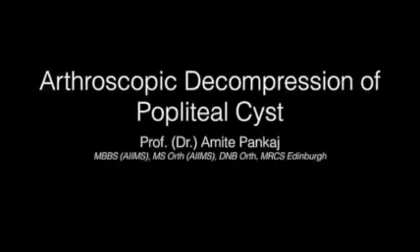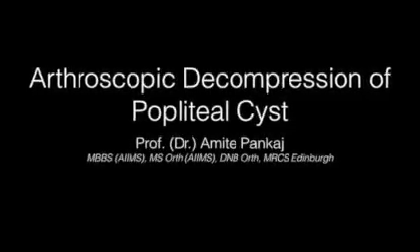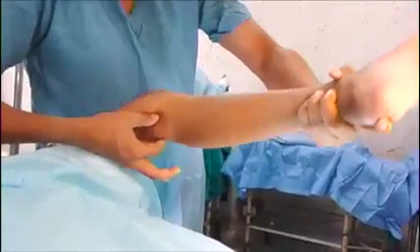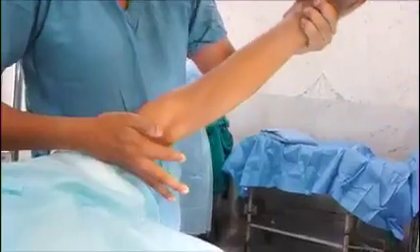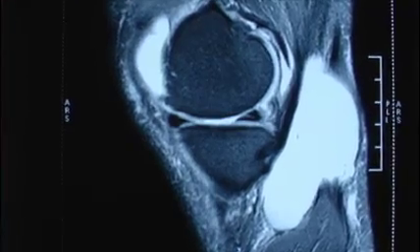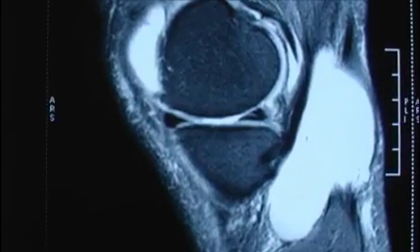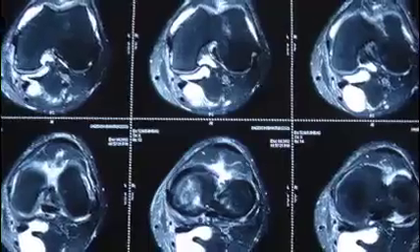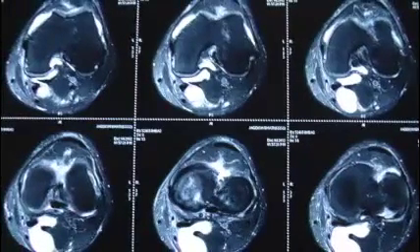In this video, we are going to demonstrate the arthroscopic decompression of popliteal cyst. Here is a 50-year-old lady with osteoarthritis of the left knee and a large Baker cyst in the popliteal fossa. There is a horizontal tear of medial meniscus. The communication between the capsule and the popliteal cyst is quite visible on axial sections.